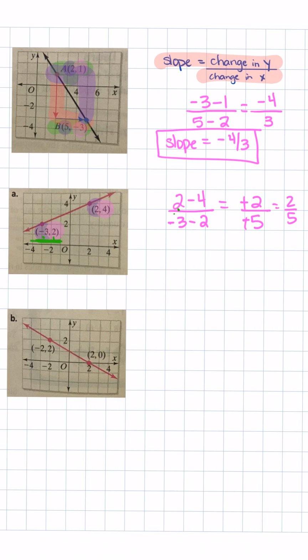Rise goes up 2, run over 5. So here we are on this first point, up 2 over 5. 1, 2, 3, 4, 5. And there's that next point. Rise over run. Okay, so go ahead and try B on your own. Try to find out what is the slope of B. Press pause, come back to me when you're done.